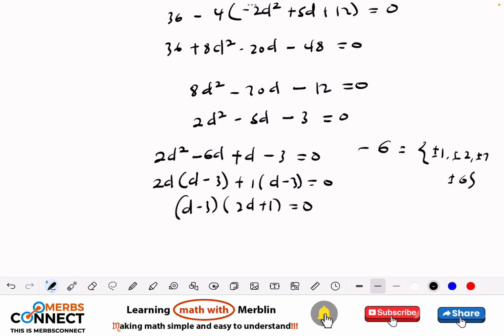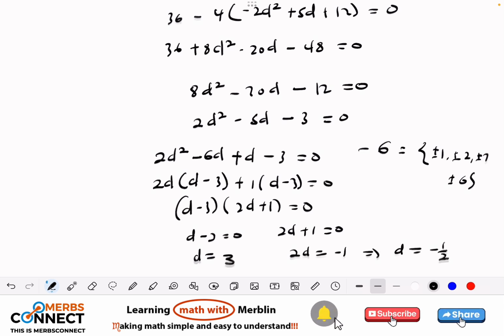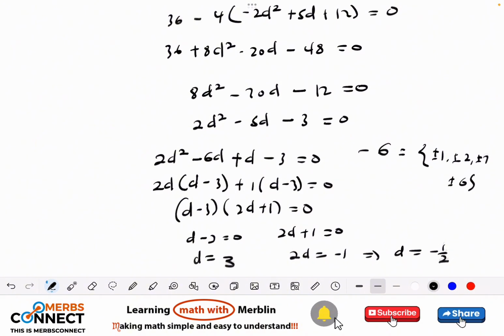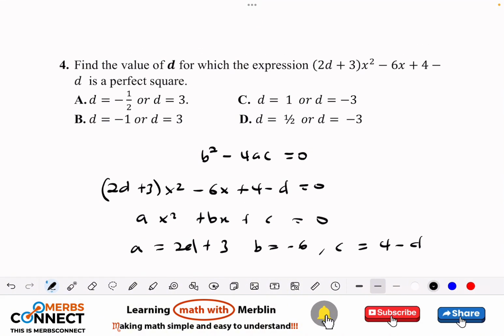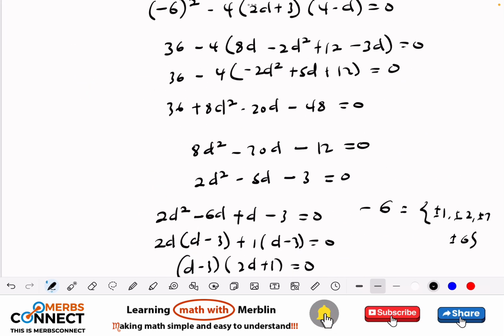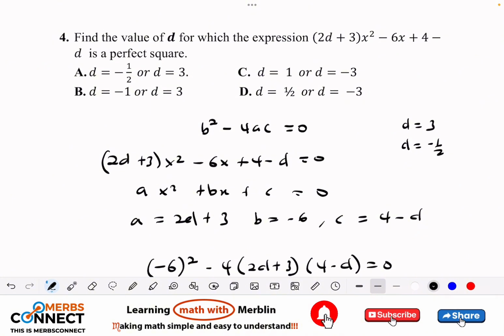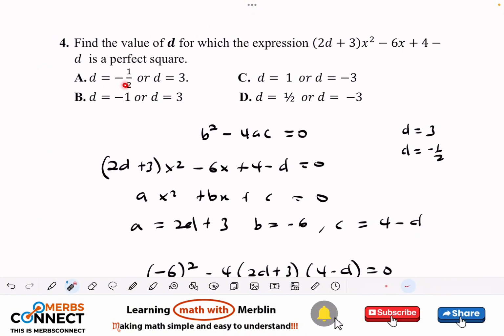So now you can find d. So d minus 3 is equal to 0, so d should be equal to positive 3. And then 2d plus 1 is equal to 0, so 2d is equal to minus 1. This implies that d is equal to minus 1 over 2. So let's check if we have 3 and minus 1 over 2 in the options. So we had d equal to 3, d equal to minus 1 over 2, right? So let's check the options. Minus 1 over 2, and we have the 3 here. So that's the perfect option for us to choose.